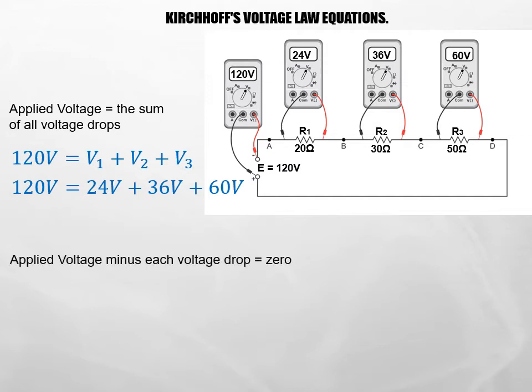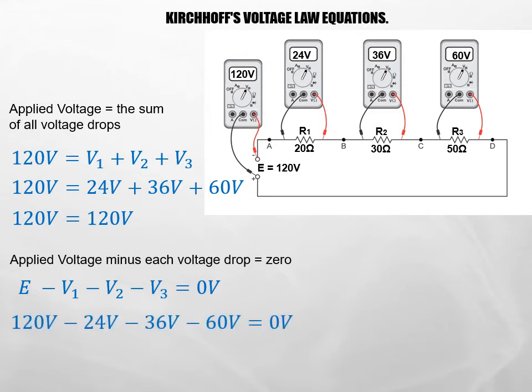You may also hear Kirchhoff's voltage law stated a different way, where the applied voltage minus each of the voltage drops must equal 0. We also sometimes state it as the sum of voltages around any one current loop must equal 0. In that case, the voltage source is a gain, 120 volts, and then we're going to lose 24, we're going to lose 36, we're going to lose 60. So that when I add those all up together, it turns out to be balanced, or 0 volts.